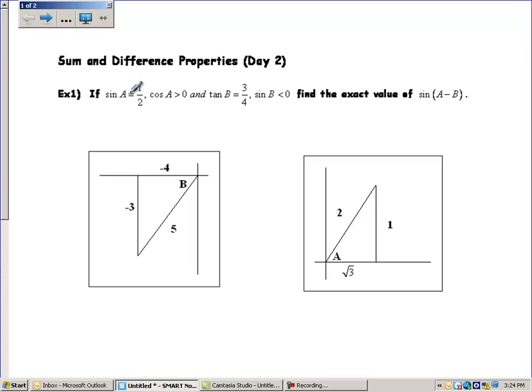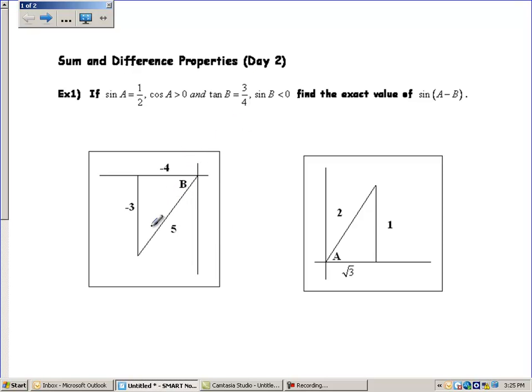And then since you know sine is opposite over hypotenuse, I put the 1 across from the A, the 2 on the hypotenuse, and of course we've seen this picture before, the square root of 3 on the adjacent because of the Pythagorean theorem. Now the second triangle that has angle B in it is a little more difficult.